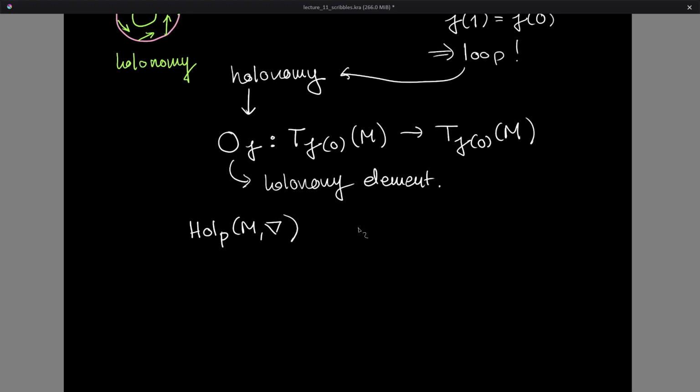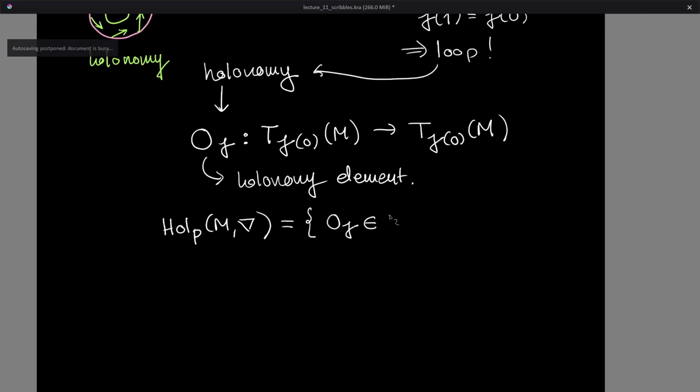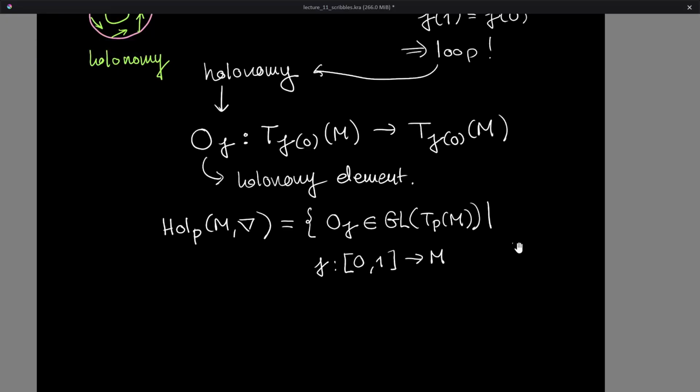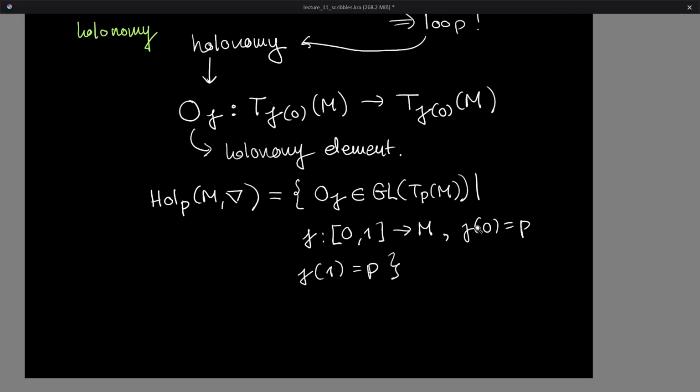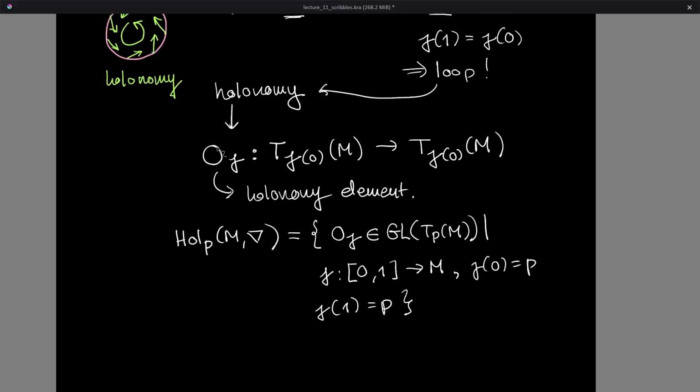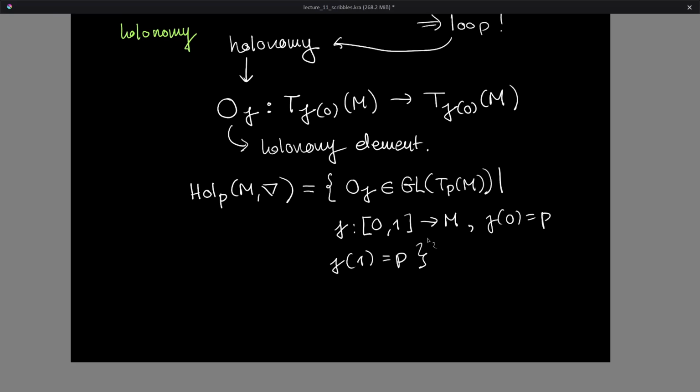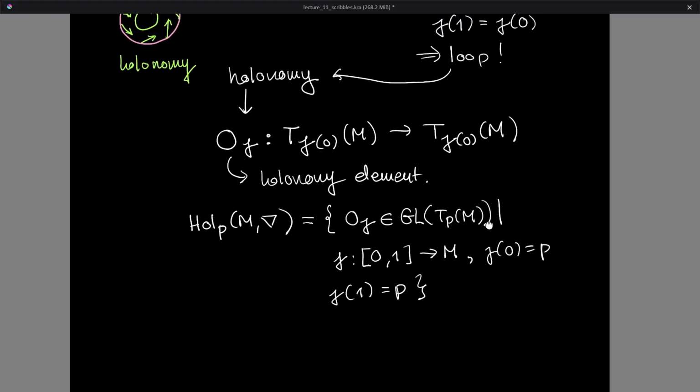What you've defined your parallel transport to be with respect to the connection is equal to all of these O_gamma elements. These are elements of GL(T_pM), the general linear group, such that gamma is from 0 to 1, a parametric curve, and also that gamma(0) is equal to p and gamma(1) is equal to p, so that it's a closed curve. And that's it. Obviously the signature of that map has to look like this. So then this is the holonomy group at p, and that is what we call a holonomy.